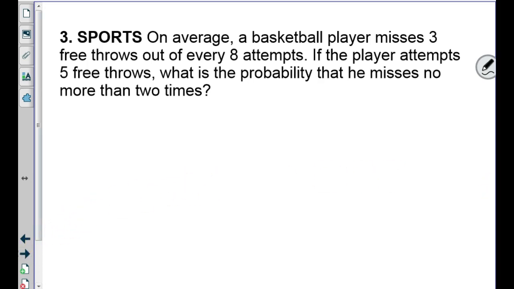It gets more complicated. Surprise, surprise. This question says, on average, a basketball player misses 3 free throws out of every 8 attempts. Okay. We got to use that to find our probability of success or failure. What is 3 out of 8? Is that success or failure? Yeah, misses 3 out of 8. If the player attempts 5 free throws, what is the probability that he misses no more than 2 times? Oh, this is confusing me.